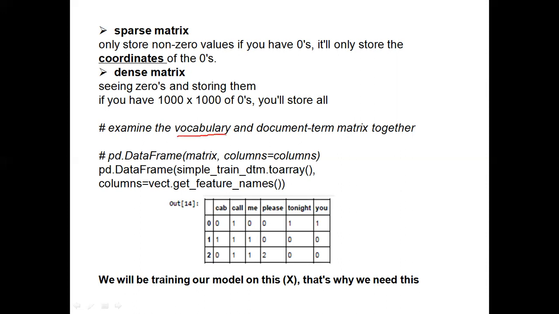If you want to see this vocabulary and this matrix together, you can use the function pd.DataFrame. The first parameter that we pass to this function is toArray, where we are storing the term document matrix. The second parameter is the column names, so columns equal to vec.get_feature_names. You can observe the output of this data frame as vocabulary and their frequency count, a term document matrix. I hope students you are clear with this.